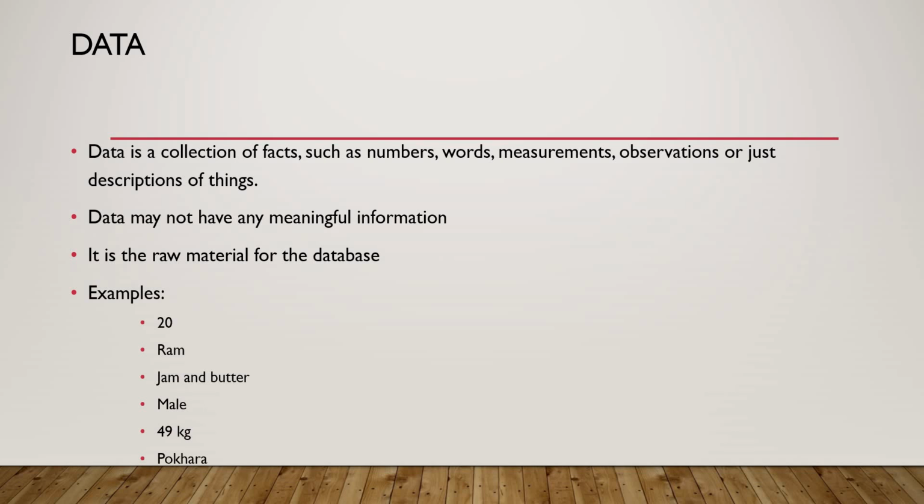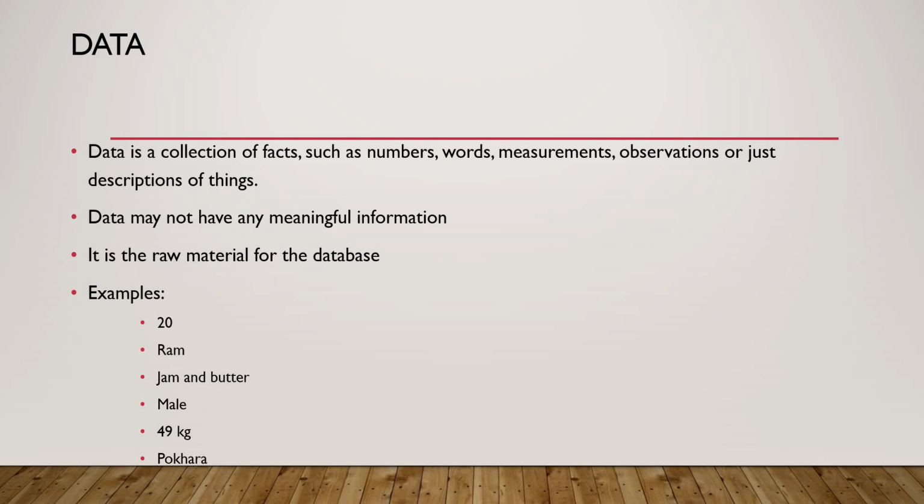First of all, let's go to data. So what is data? It's a collection of facts such as number, word, a measurement, observation, or just description of things. All these are data. For example, rate. Rate itself is a data. Mail itself is a data.